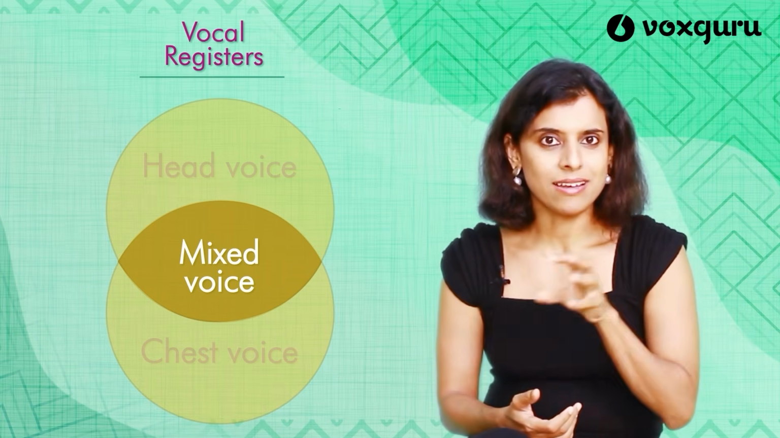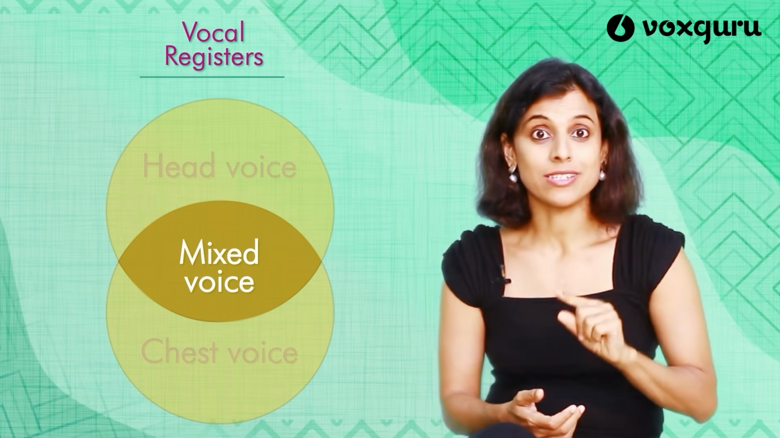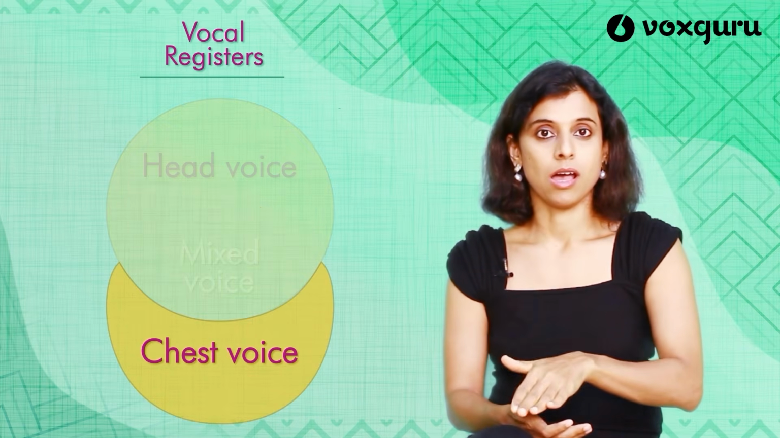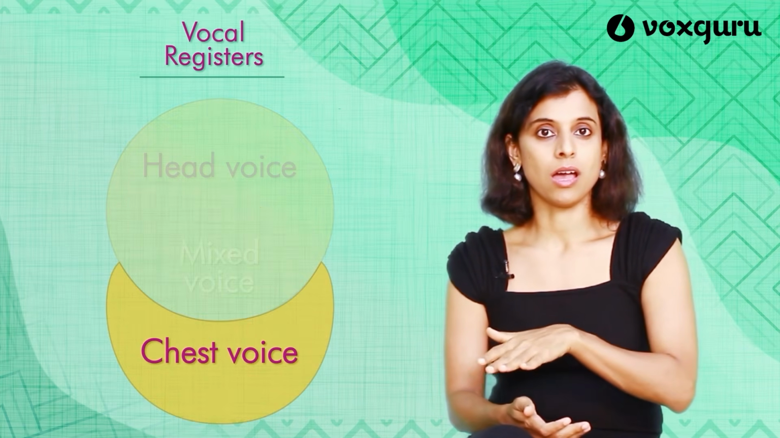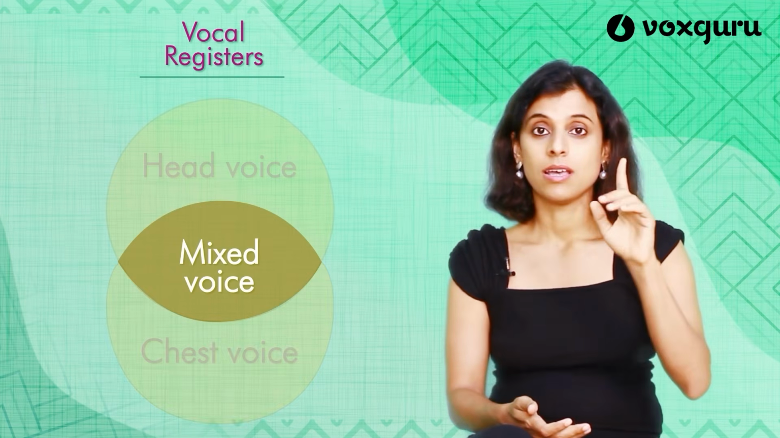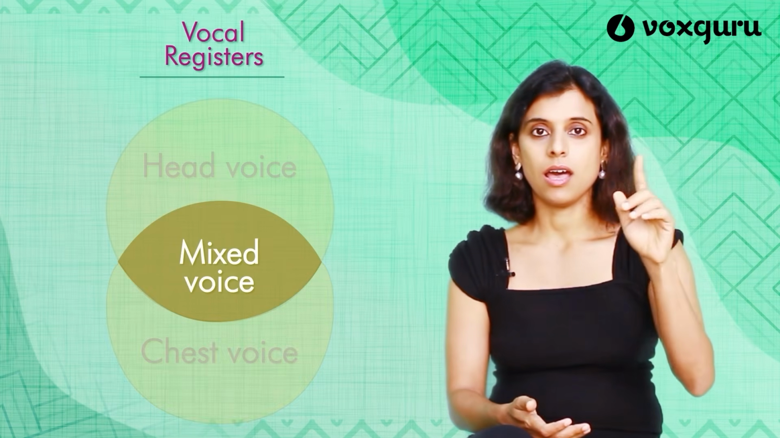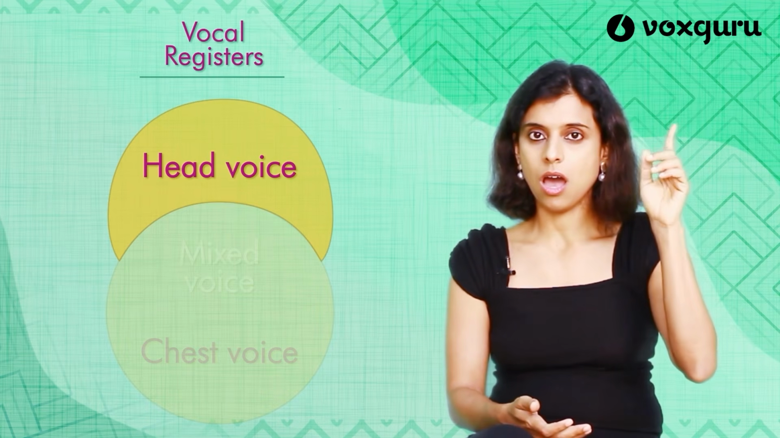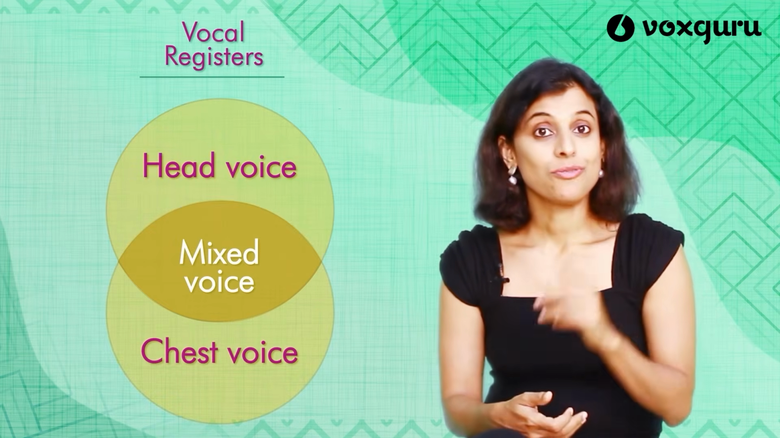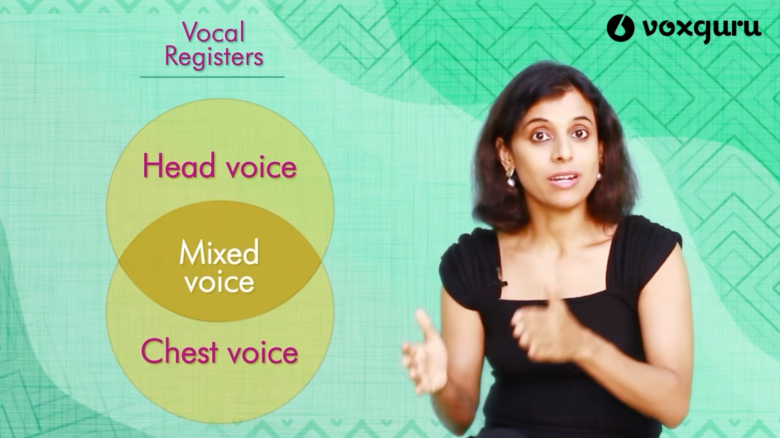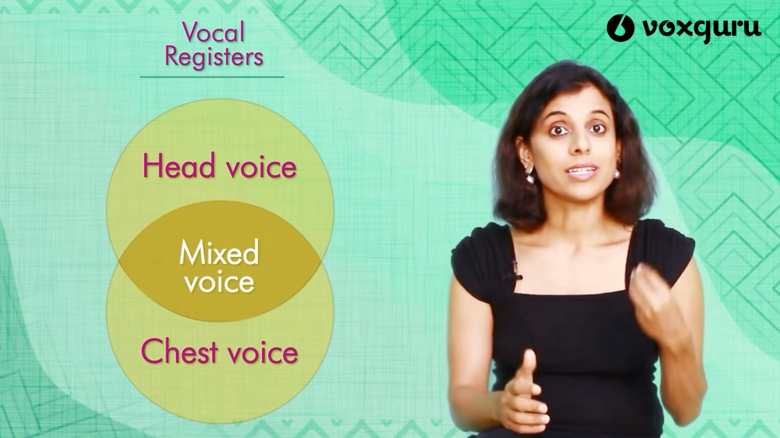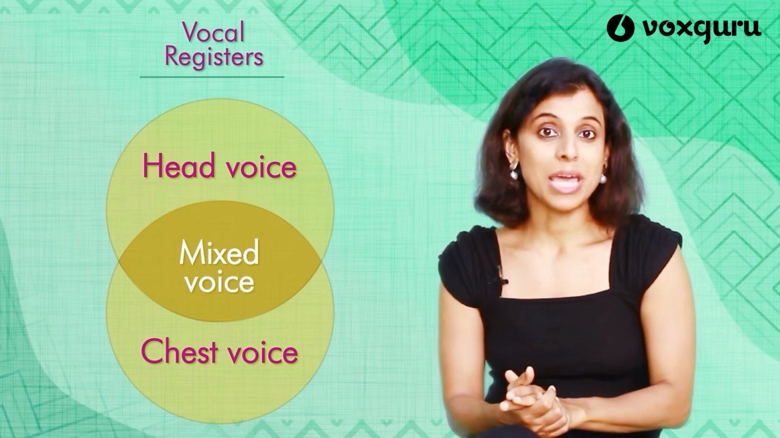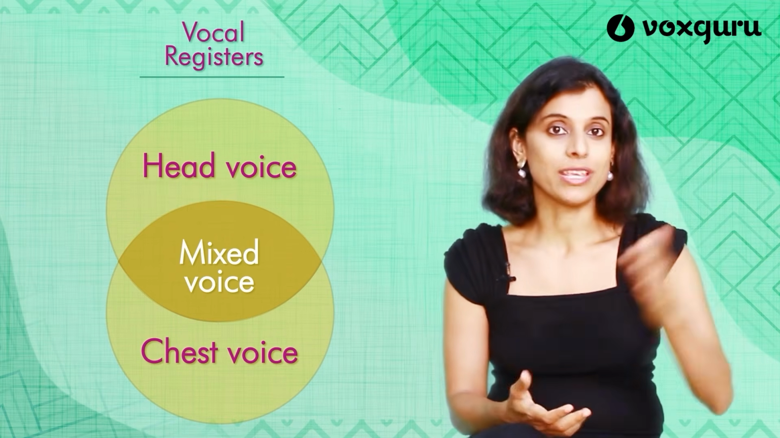So let me quickly sing all the three ranges for you so that you can just compare the sound. So the chest voice is something like, then mixed voice, then head voice. So the first thing you have to realize is that for different ranges of notes, the technique that we use also changes. So you cannot use the same technique for your entire vocal range.